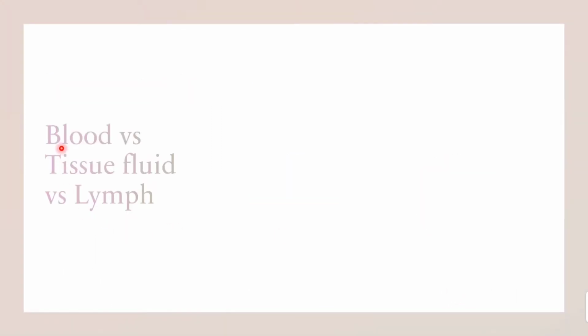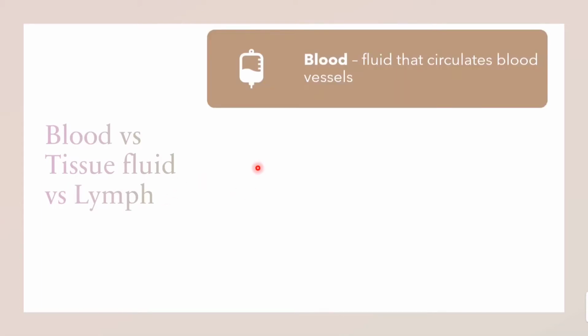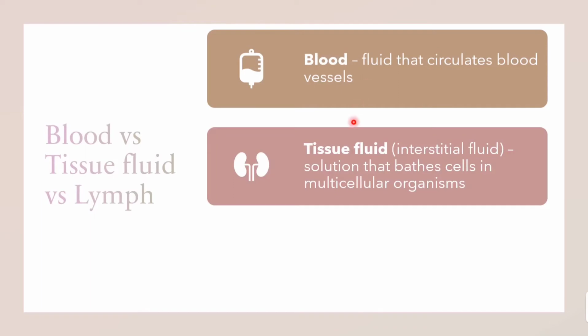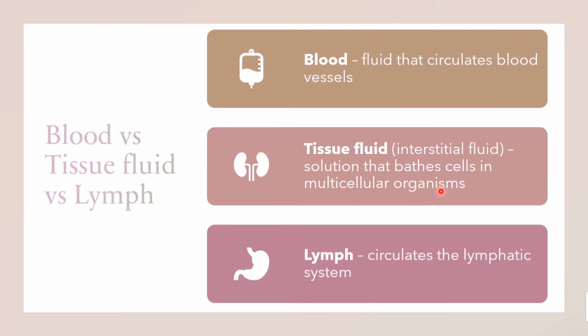So now we're going to look at blood versus tissue fluid versus lymph, because these are the three fluids that are going to be important in the process we're going to learn about. So firstly, blood. It's the fluid that circulates blood vessels, so this is pretty self-explanatory. Tissue fluid, or interstitial fluid, is the solution that bathes cells in multicellular organisms. So this is the fluid that surrounds all of the cells in our body. And lymph circulates the lymphatic system that we've just learnt about.